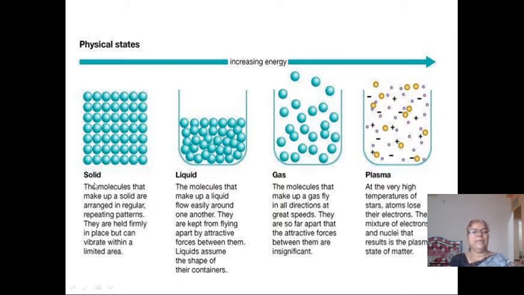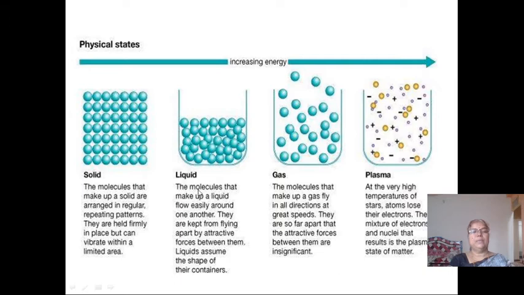Okay, here in case of solids, the molecules that make up a solid are arranged in regular repeating patterns. They are held firmly in place but can vibrate within a limited area. And in case of solids, the van der Waals forces of attraction are greater, and due to this the solids have definite shape, definite size, sharp melting points, definite density, etc. These are the characteristics of solids.